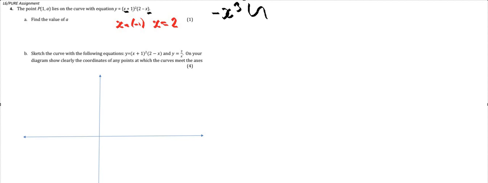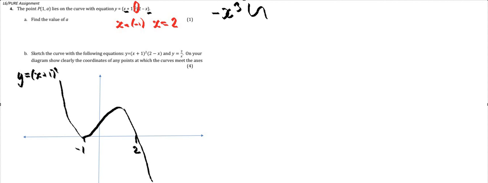And remember, this one here is a repeated root, so at minus 1 it's going to bounce, and then at 2, it's going to go through the x-axis. Okay, so this is our y equals (x plus 1) squared times (2 minus x). Okay, that's the first part taken care of.